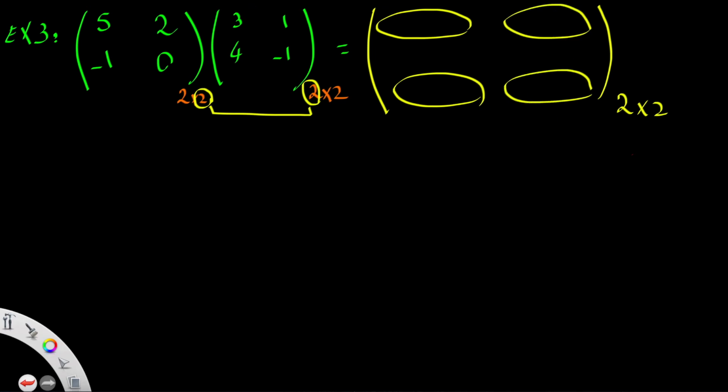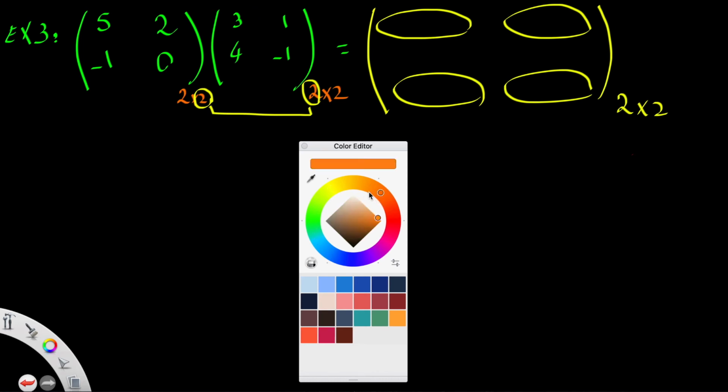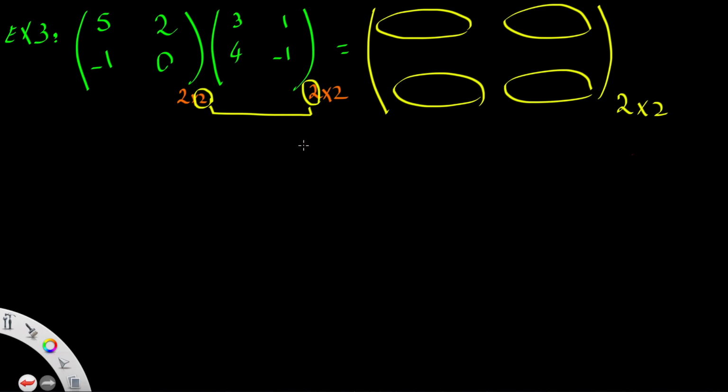Now this multiplication deserves careful attention in order to find the corresponding elements which are to be multiplied. Now I go for this element. It is located in the first row, first column. So first row, then first column. Then corresponding elements are multiplied. 5 is multiplied by 3 plus 2 is multiplied by 4. First by first, second by second.